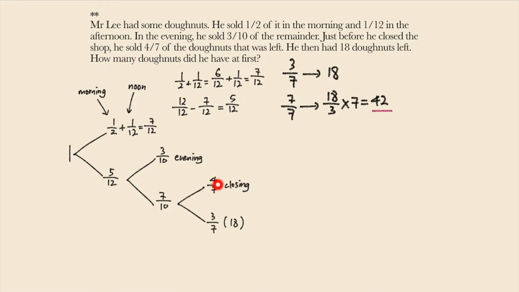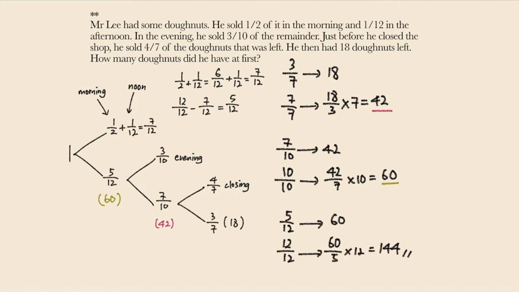Well, let's find 7 over 7, which is these two branches combined. That's 42. That means we can write 42 right here. Meaning we have a new equation now. 7 units out of 10 represent 42 actual donuts. What's 10 over 10? That's 60. Okay, which means we can go up here, 60. Which means new equation. 5 over 12 units represents 60 real donuts. Donuts at first would be 12 out of 12. So this is the final branch here, which is 12 out of 12. And that would be 144.